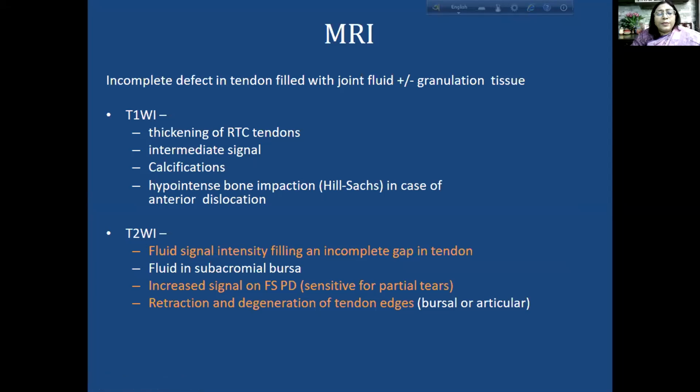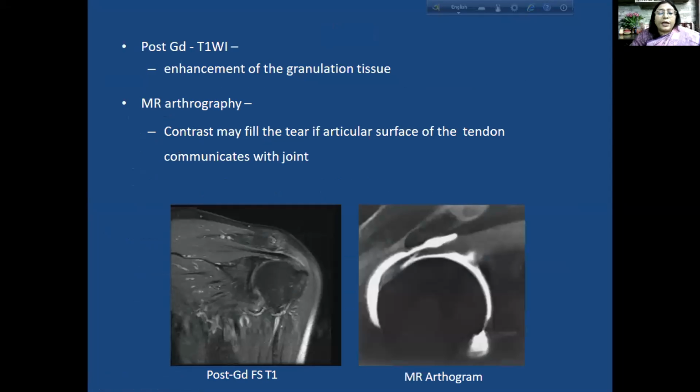Sometimes the partial tear is not filled with joint fluid; sometimes there is accumulation of granulation tissue. In that case, we have to go for a T1 gadolinium or T1 contrast image to see the enhancement of the granulation tissue, or go for MR arthrography, as contrast may fill the tear if the articular surface of the tendon communicates with the joint.